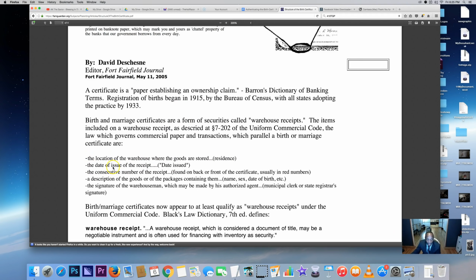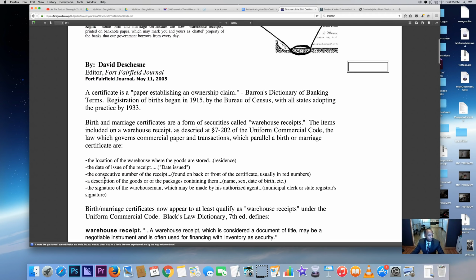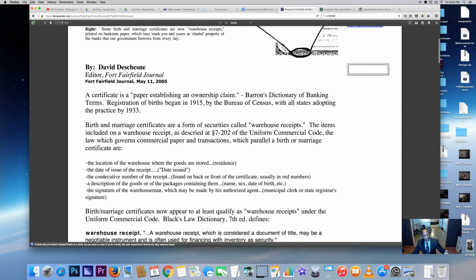The date of issue of the receipt is the date issued, the date that's right around your birthday, on the bottom of your birth certificate that I told you you need. Also, I believe it's a 9-digit number, the 9-digit number on the top of your authenticated certificate of live birth, that needs to be claimed in the collateral section of your UCC1 as well. We'll get into that number later.